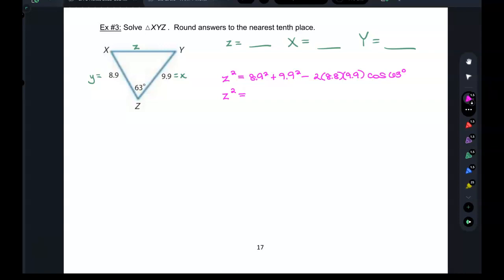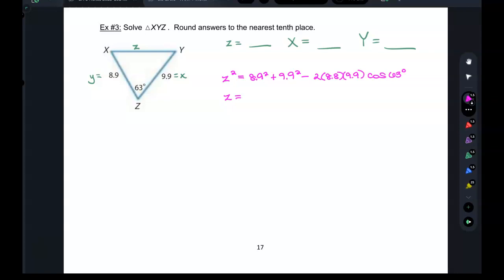So let's figure out what z squared is. I didn't label it, but it's okay as long as you put it into the formula. Now, hopefully z isn't too far off from 8.9 or 9.9. Otherwise, our answer might not be right. Divide by 12. Okay, so z squared equals what? What do we get when we take the square root?